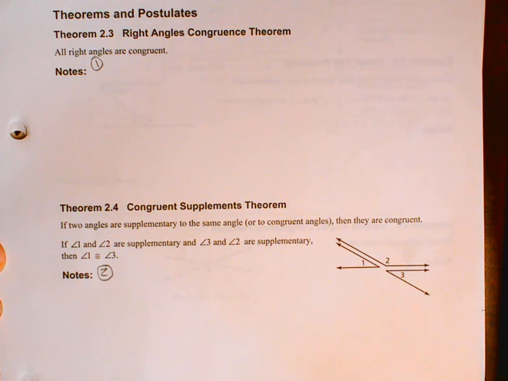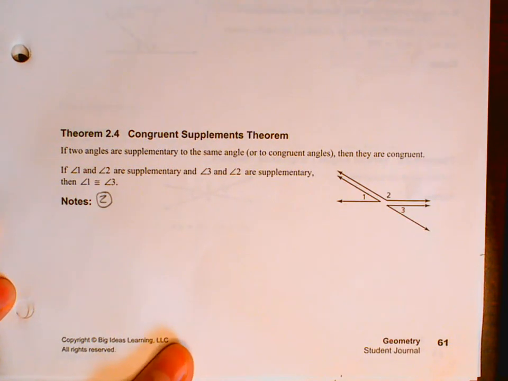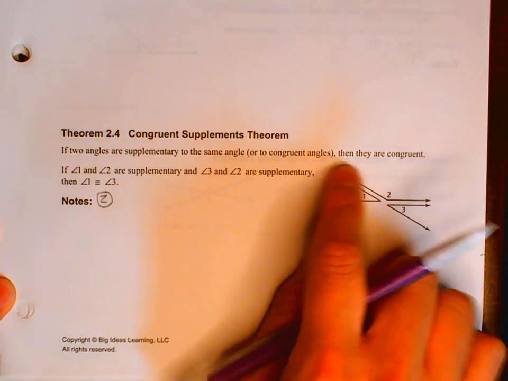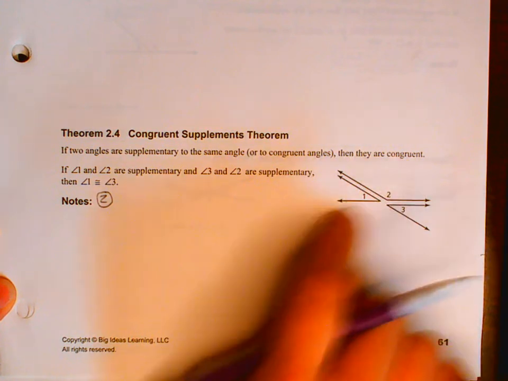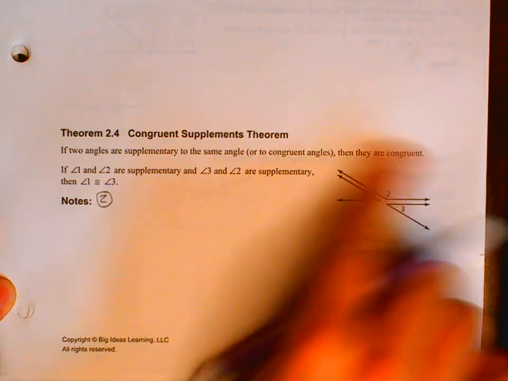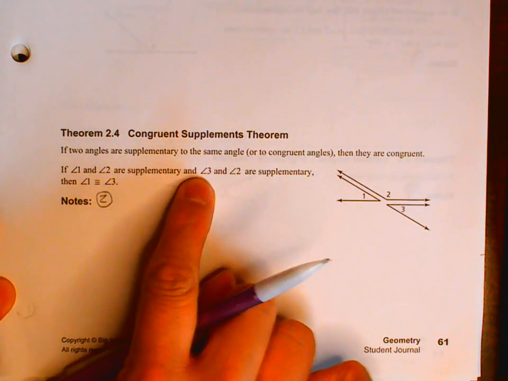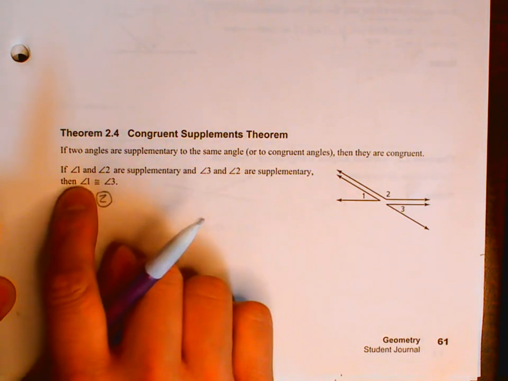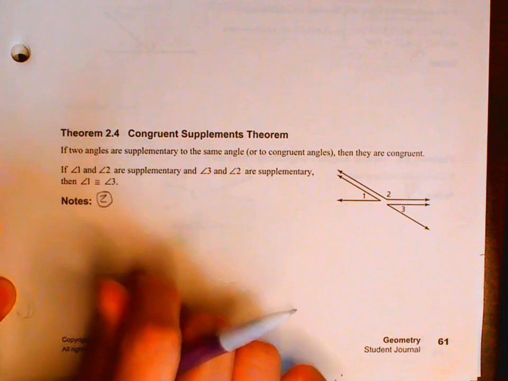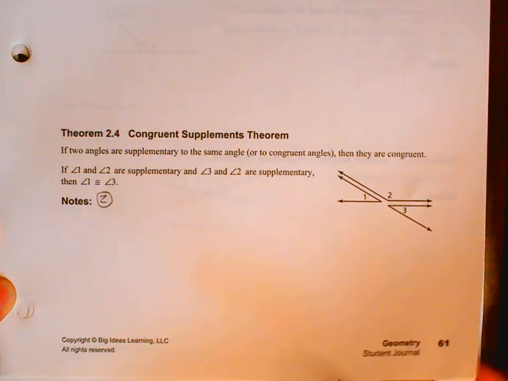The next theorem is the congruent supplement theorem. If two angles are supplementary to the same angle or to congruent angles, then they are congruent. We're going to use this diagram that we have here. There's going to be a very similar diagram to this one. So if angle 1 and 2 are supplementary and angle 3 and 2 are supplementary, then angle 1 is congruent to angle 3. Problem number 2 is actually going to prove that same theorem with an example for it.